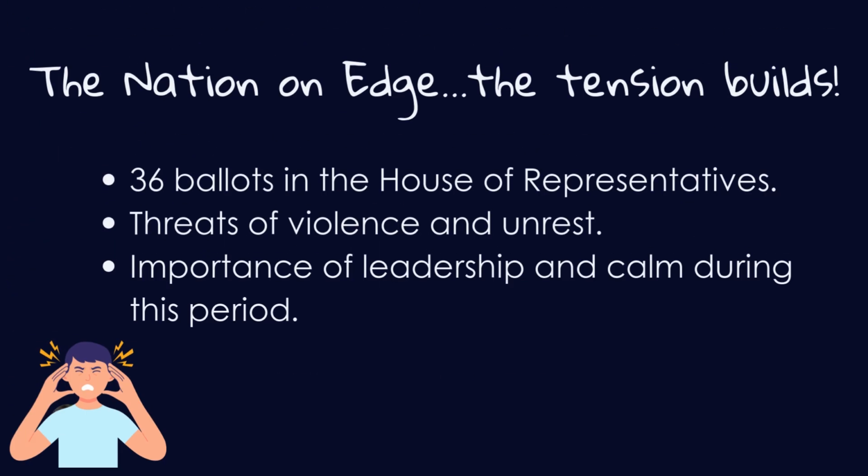The tension in the country was palpable. The House of Representatives cast 36 ballots, and each time the result was the same: no decision. Some feared violence, with tempers running high between the political parties. This was a crucial moment where strong leadership and calm were needed to avoid chaos. How would the nation survive this crisis?